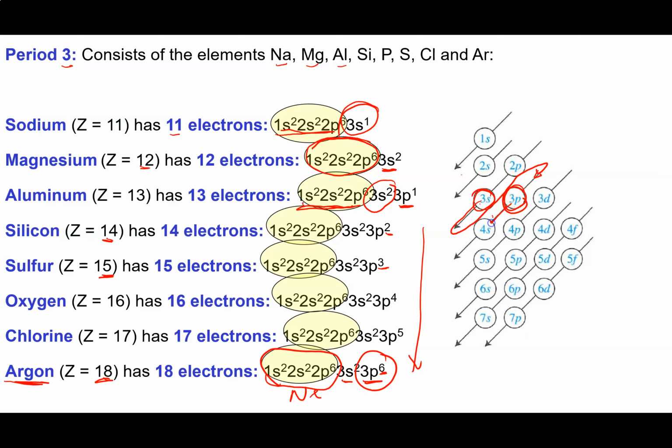So now we move on to the 4s. So we'd go 4s, fill that guy up with 2 electrons, and then we'd start on the 3d, and the d, if you remember, has 10 electrons. So that would go 3d1 all the way up to 3d10.